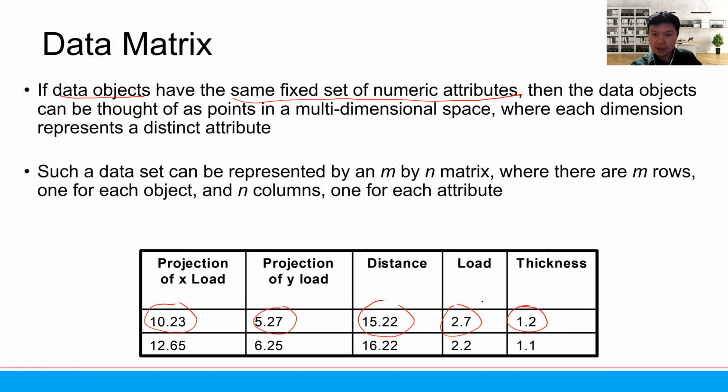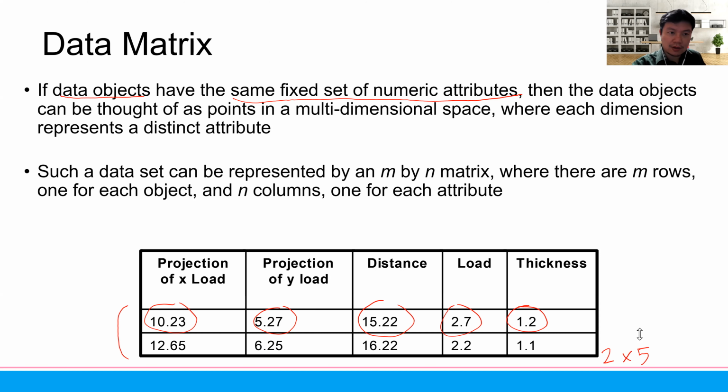If you're already taking the computer programming course, you will know about the multidimensional array. So the multidimensional array can be referring to the data matrix or the multidimensional space. So we have, for example, 2 rows and 1, 2, 3, 4, 5 columns. So we can just say like 2 by 5.